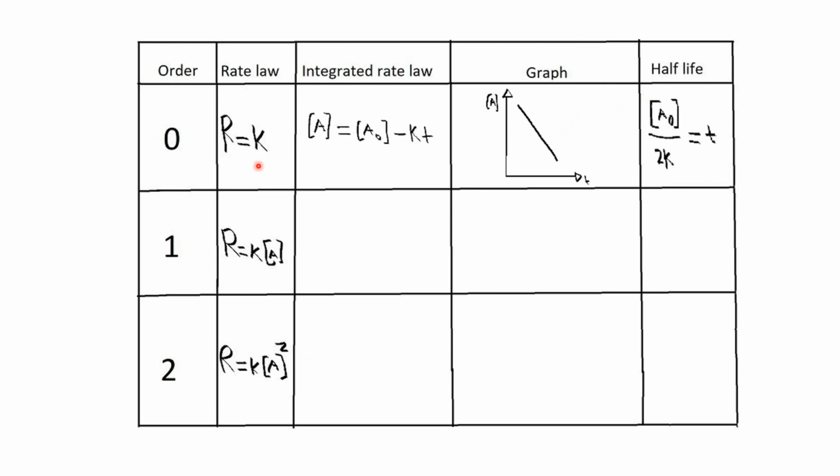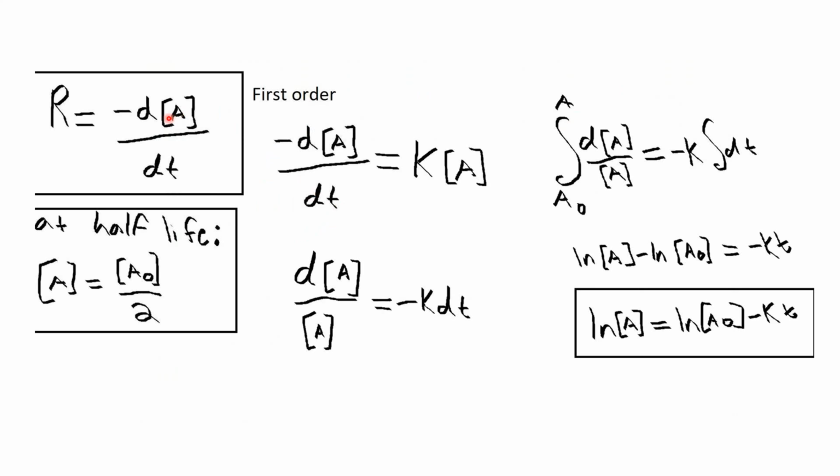Now, moving on to order 1, the integrated rate law of order 1. We're going to follow the same steps. We're going to equate the general equation to the equation we have in the table. And so we get negative dA over dt is equal to k[A], and then we're solving for A again. So we get dA over A is equal to negative k dt.